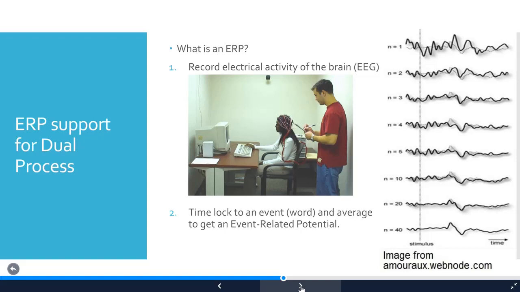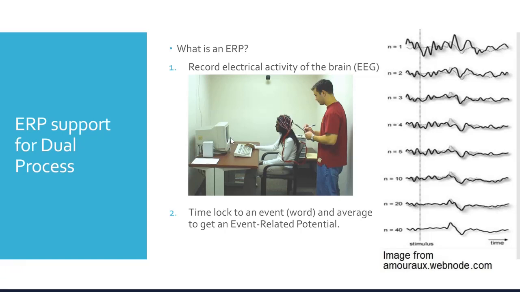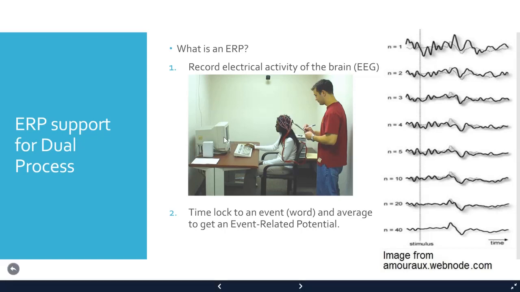Before we talk about the evidence for it, we've got to talk about what it is. An ERP starts with recording electrical activity of the brain, which is known as EEG. I have an ERP lab at the College of New Jersey, and you put electrodes across the person's scalp and record their brain activity while they're doing some sort of memory experiment, like a recognition study.